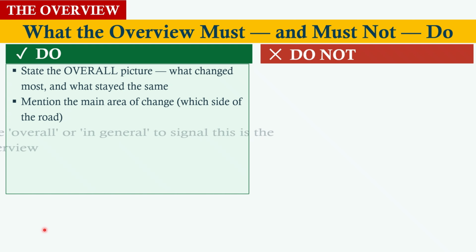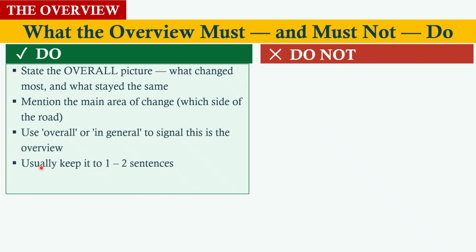Another useful tip is to use words such as overall or in general to signal clearly that you are writing the overview. Keep the overview concise, usually 1 or 2 sentences. Remember, the overview should present only the main ideas, not the details.